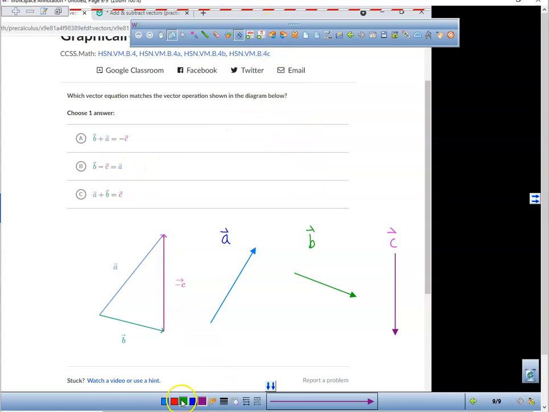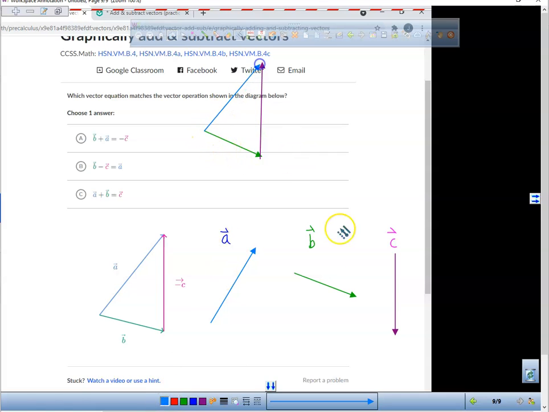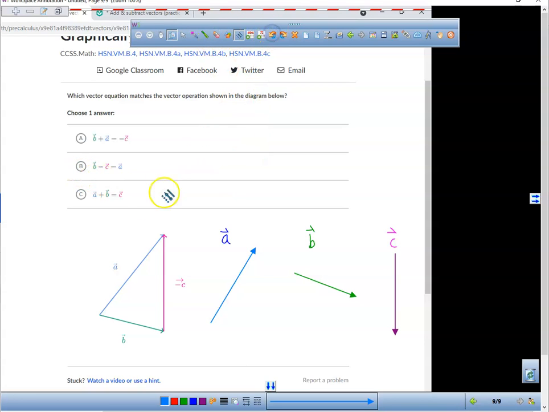B, down and to the right. Negative C. Negative C goes straight up. Okay. Hey, is that equal to A? Do those all line up? That looks pretty good. So right now I'm looking at B, thinking B is probably the answer. I'll do one more though.